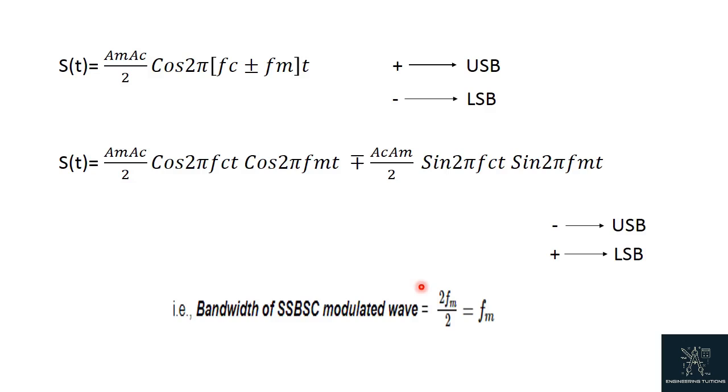Bandwidth of SSB-SC wave. We know that the DSB-SC modulated wave contains two sidebands and its bandwidth is twice of fm. Since the SSB-SC modulated wave contains only one sideband, its bandwidth is half of the bandwidth of DSB-SC modulated wave. That is, bandwidth of SSB-SC modulated wave is equal to twice of fm upon 2. Therefore, the bandwidth of SSB-SC modulated wave is fm and is equal to the frequency of the modulating signal.